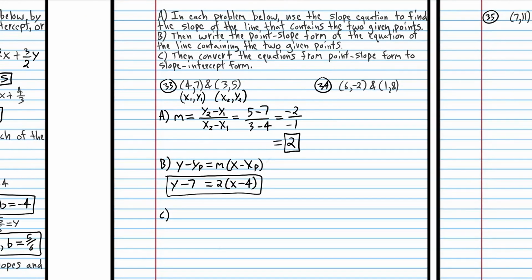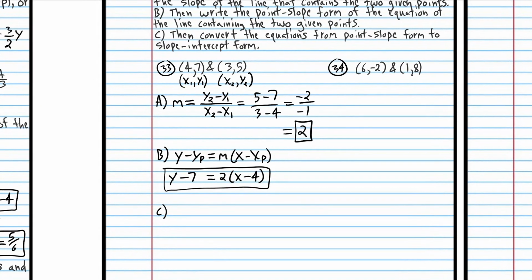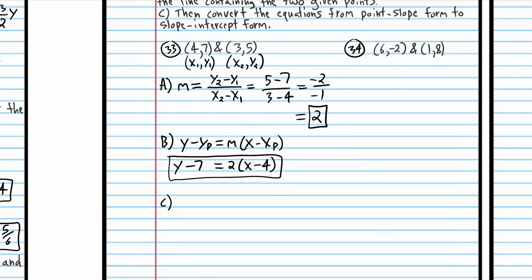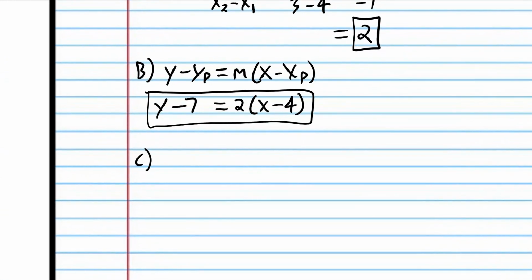Part C, it says convert point-slope form to slope-intercept form. So I'm just going to rewrite that point-slope form, and we're going to convert. So we have an equation with parentheses. I'm going to use the distribution rule, also called the distributive rule, to multiply. So 2 times x is 2x, and 2 times negative 4 is negative 8.